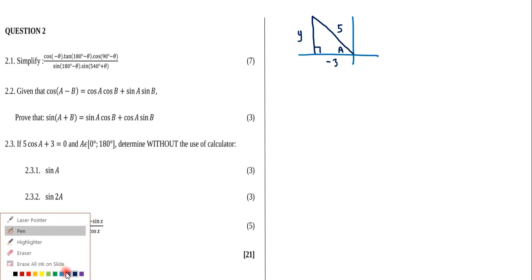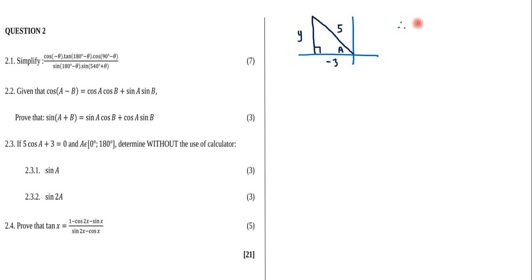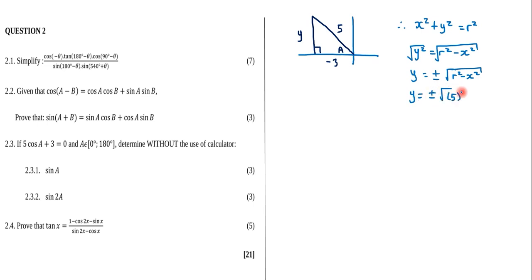Now to find the value for y, I'm going to be applying Pythagoras theorem. Now Pythagoras theorem states that x squared plus y squared is equal to r squared. Now here I want to solve for y squared, so this is going to be that, and then if I put square root both sides, the value for y is going to be plus minus the square root of r squared minus x squared, right? So now I'll just substitute my values right there. R is 5 squared minus, I have a minus 3 squared.